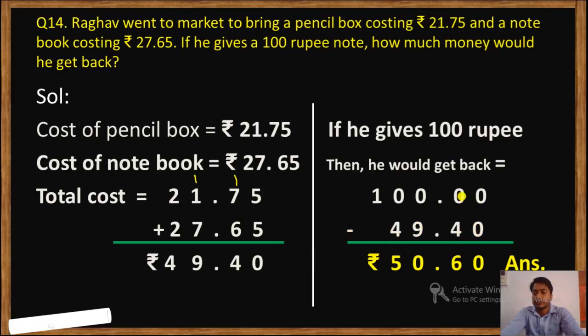49.40. Now here you can see, here we have only 100, but here we have written 100.00. Okay, why have we written it here? Because in the second decimal number you can see it has 2 digits in the decimal part. So this also we have to make like a decimal by giving 00 in the decimal part. Understood? Now easily you can subtract.